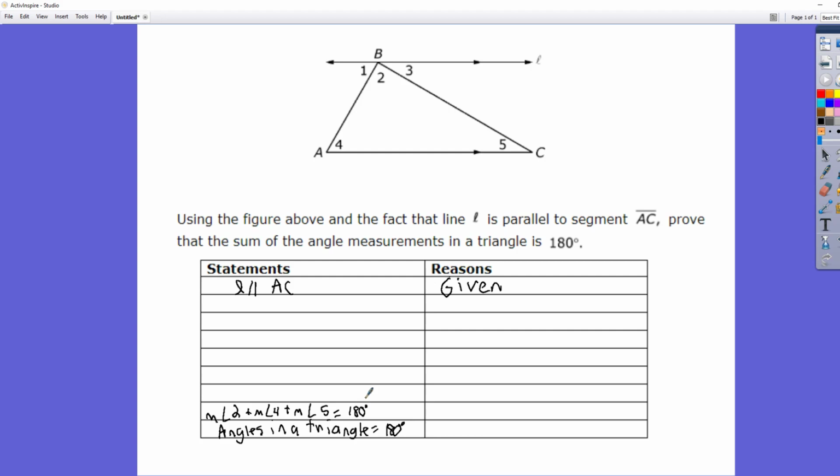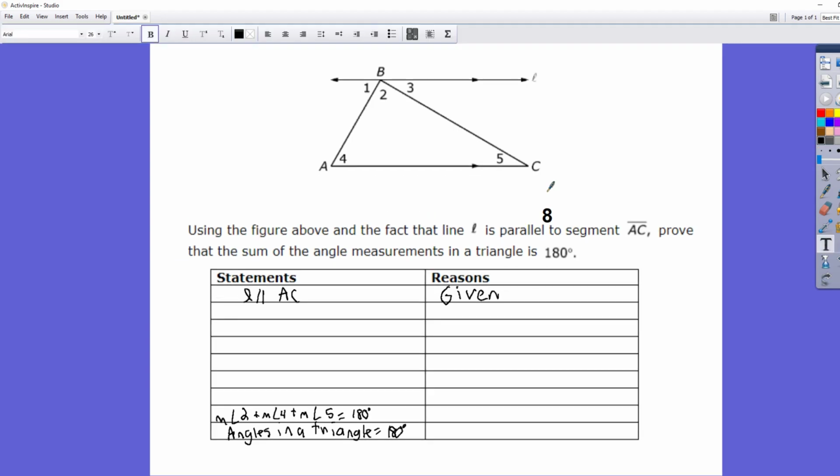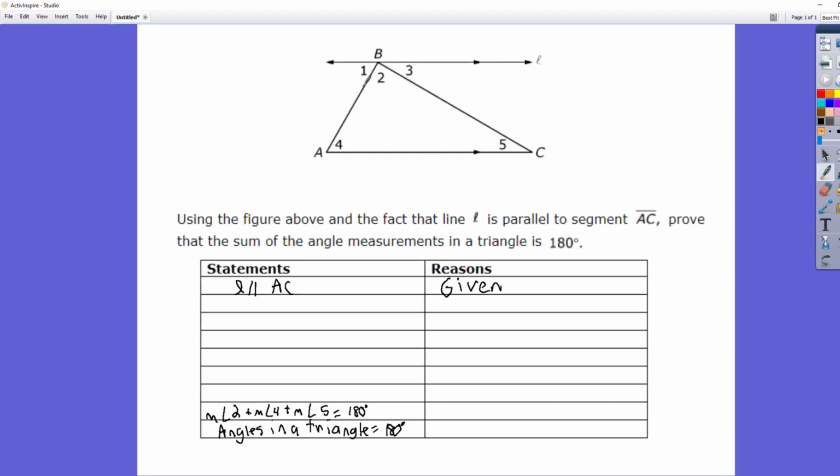So all we have to start with is that L is parallel to AC. What can we do from there? Well, the line L is the one up here, line L, and AC is down here. They're two parallel lines. And we have two transversals, AB and BC. And because of that, we can figure out a few things about our problem. So let's look at some of the things we have. We have angle 1 up here.